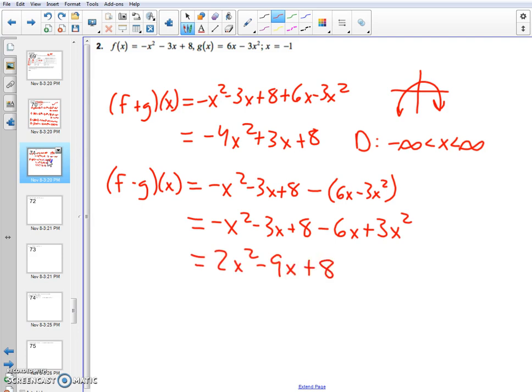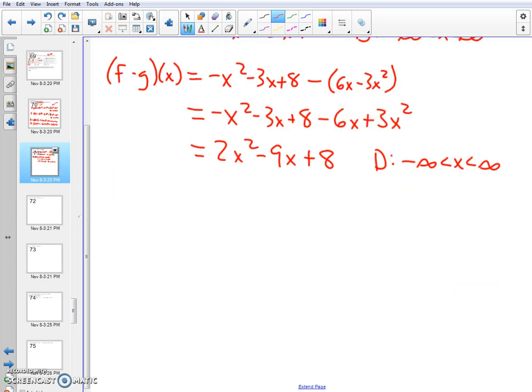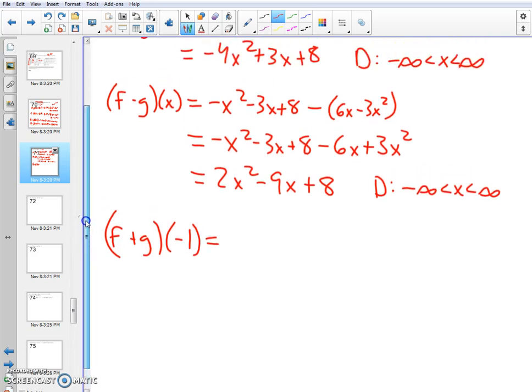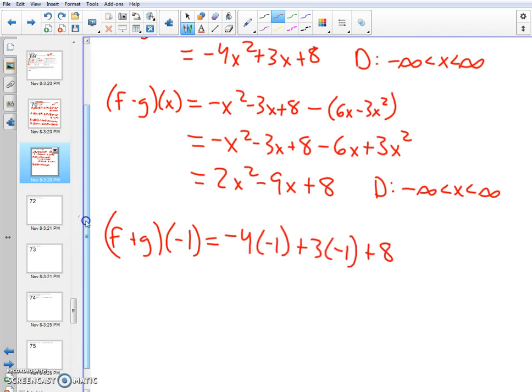So again, I would have a parabola. This one just happens to be pointing up. Either way, my domain is still going to be negative infinity to positive infinity because it's going forever in both directions. All right, they then want us to evaluate at negative 1. So I'm going to find f plus g of negative 1. So that means I'm going to go to my function, and everywhere I see an x, I'm going to plug in a negative 1. So I have negative 4 times negative 1, plus 3 times negative 1, plus 8.